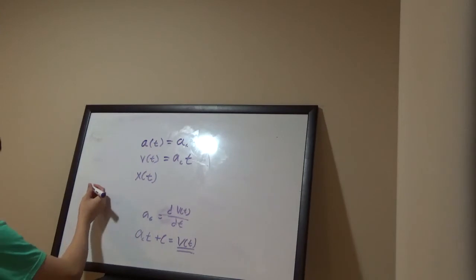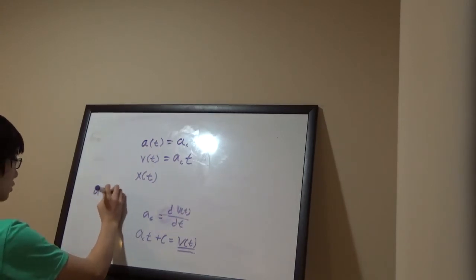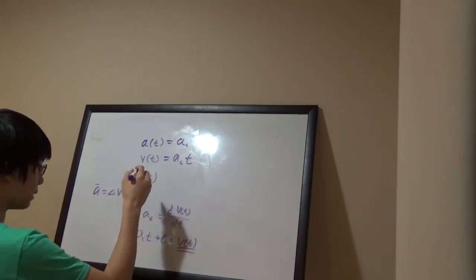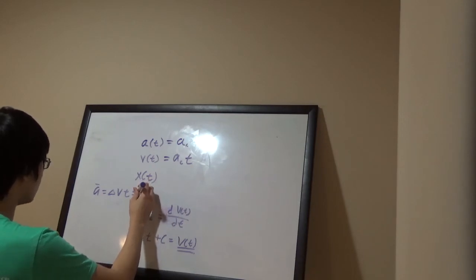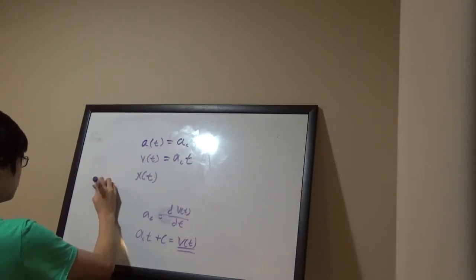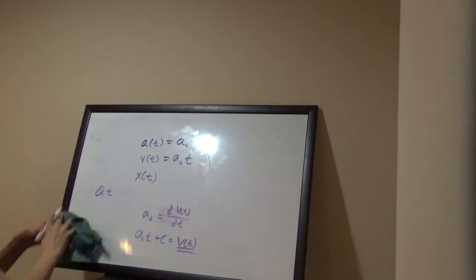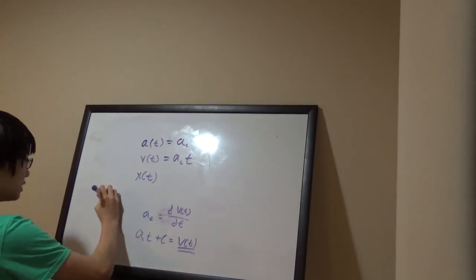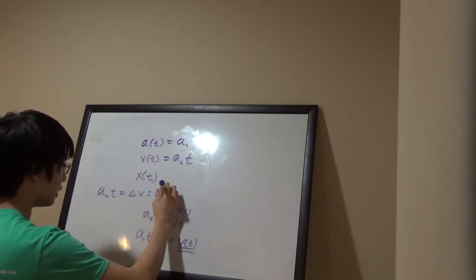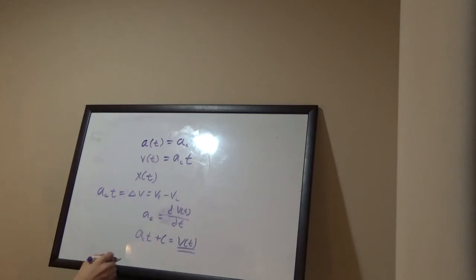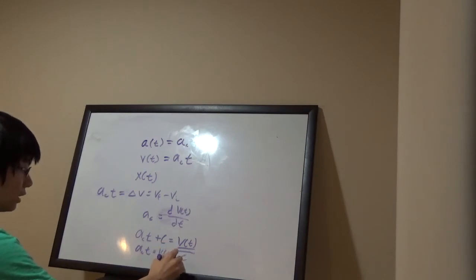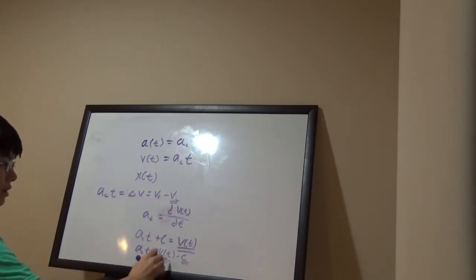So if you remember from the previous equation, we had A is equal to delta v over t. So A t, which is just A, because Ac on average is the same, times t is equal to delta v, which is equal to vf minus vi. Interesting. So if I rearrange this equation, I get Ac t is equal to V(t) minus c. C is our initial velocity, V(t) is our final velocity. That's kind of cool.